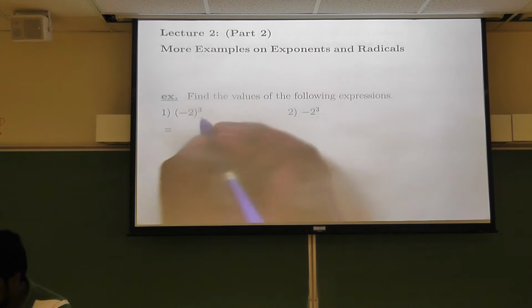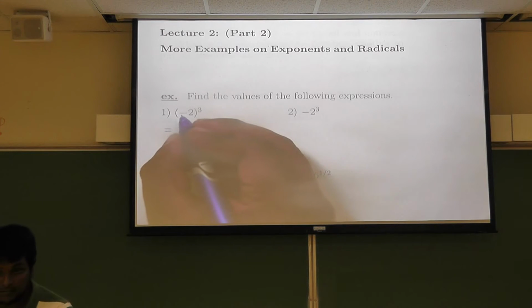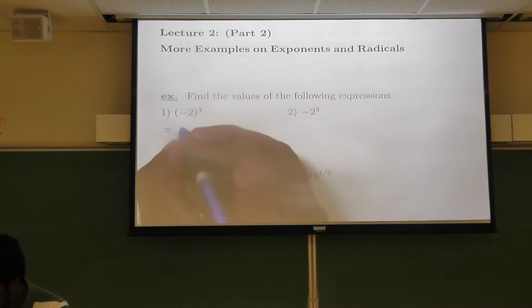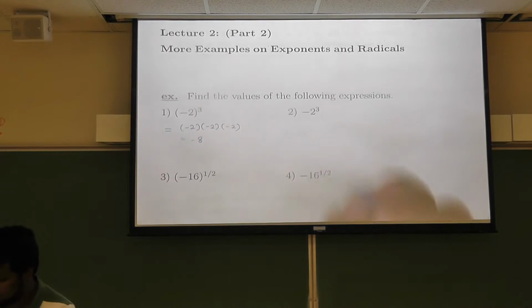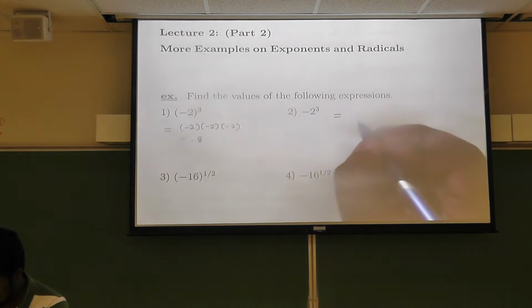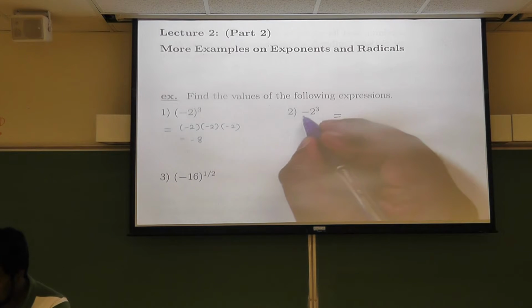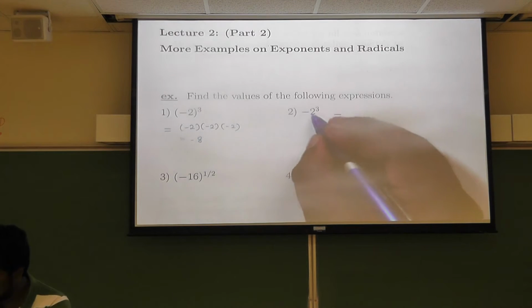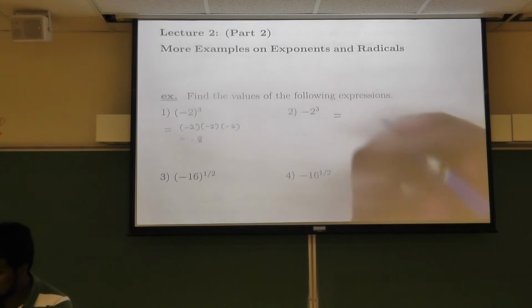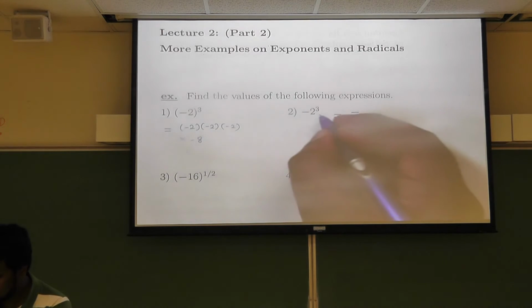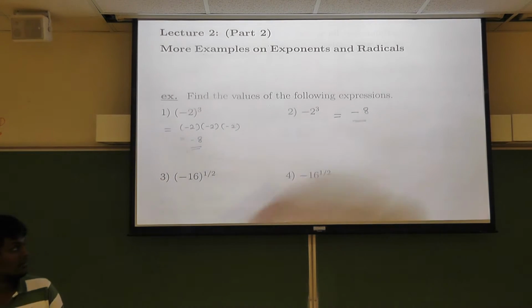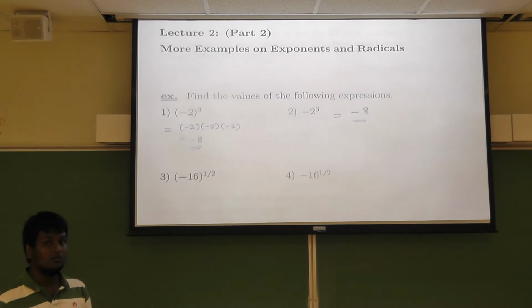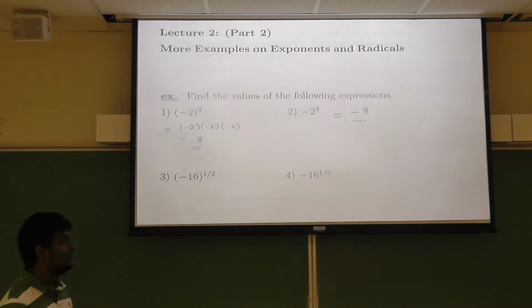It's negative 2 to the third power, and because of the parentheses, everything goes in: negative 2 times negative 2 times negative 2, which is negative 8. But in the second case, the negative sign is outside of the exponent. It doesn't belong there, so it's just one negative, and 2 to the power 3 is 8. Both answers are negative 8, but you came to the answer in two different ways. In one case the negative sign belonged to the exponent, and in the other case it did not.